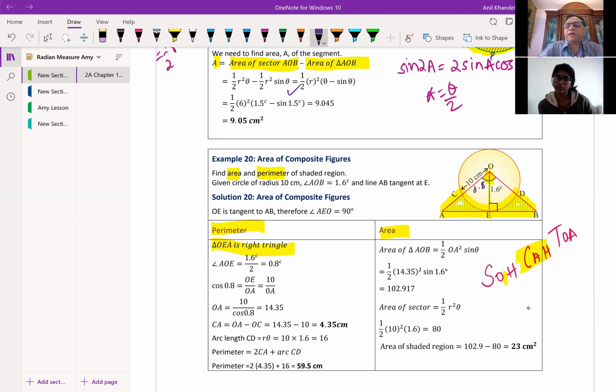Okay, so 0.8 is known to us, and so we can use this to find this particular thing, correct? We're talking about the triangle AOE. So cos of 0.8 is OE over OA, right? And from here, because we can calculate what OA is, we find the whole length. So first we are finding the length, which is 14.35. And now once we have this length, then C to A, which is only this side, could be found.